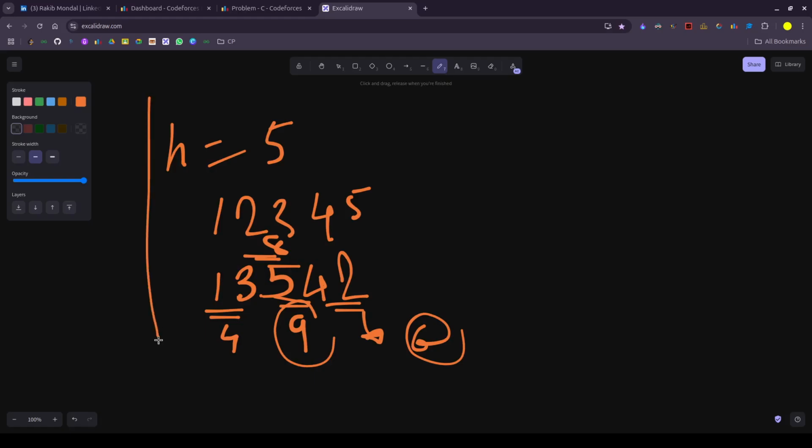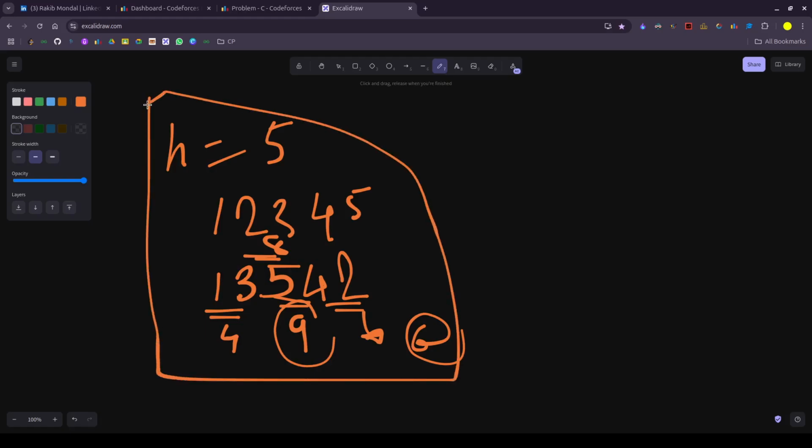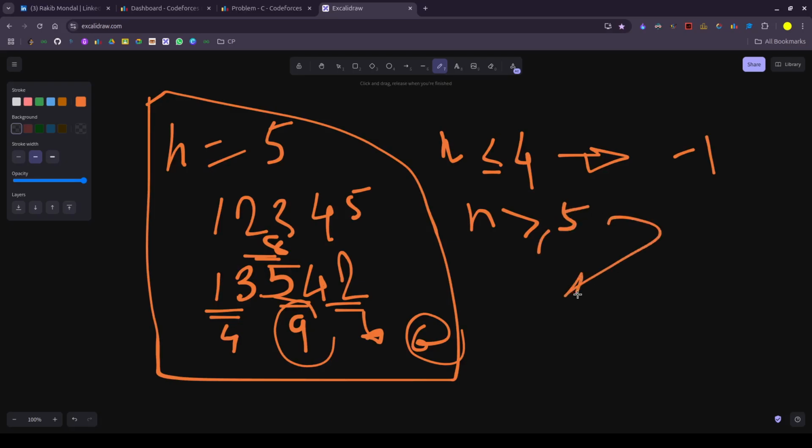So from this we can observe that if n is less than or equal to 4, we can directly print -1. If n is greater than or equal to 5, then we can create such a permutation through our implementation for this particular solution.